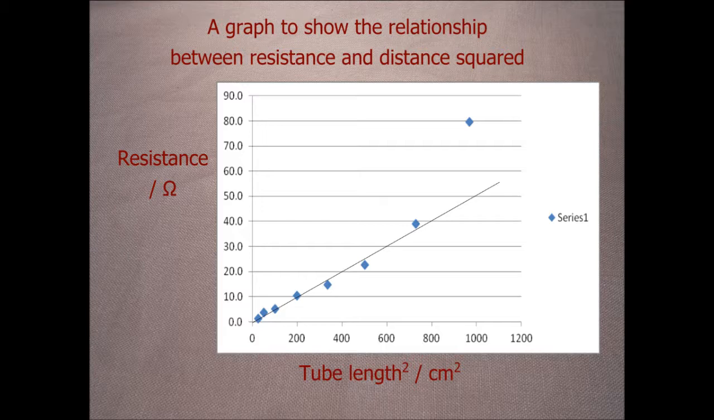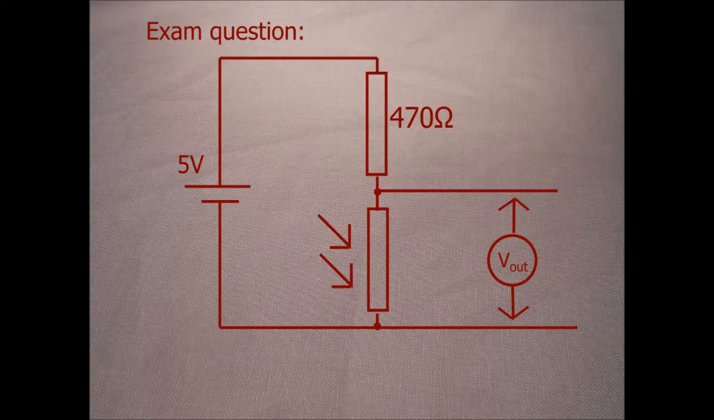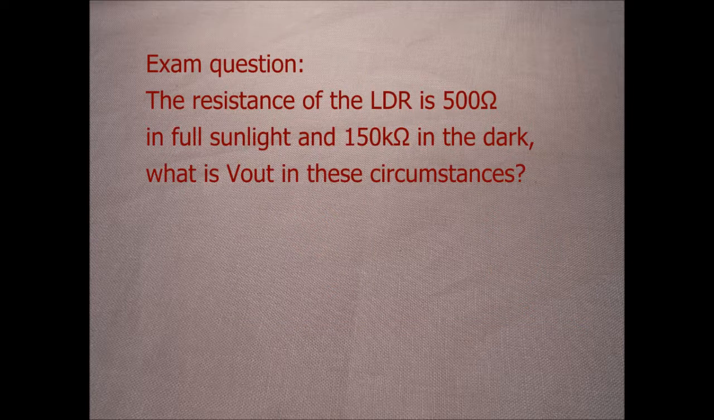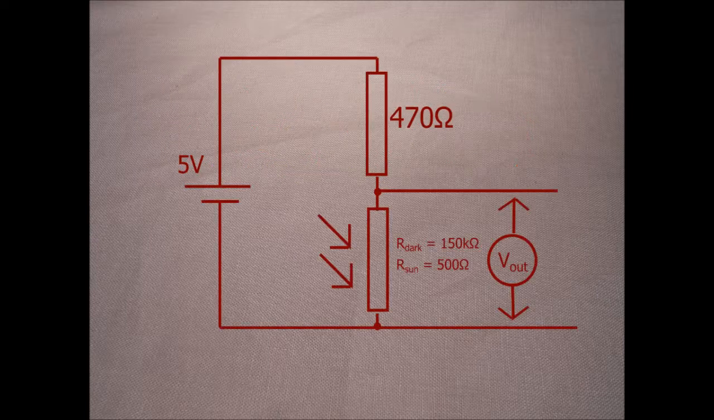Here is the circuit for an exam question. We've got a 470 ohm resistor in series with an LDR, a 5 volt power supply, and we're measuring V out across the LDR. Exam question: the resistance of the LDR is 500 ohms in full sunlight and 150 kilo ohms in the dark. What is V out in these circumstances? It's a good idea, if you get a circuit diagram, to write the data on the circuit diagram. You own an exam paper, so write on that diagram if you want to.